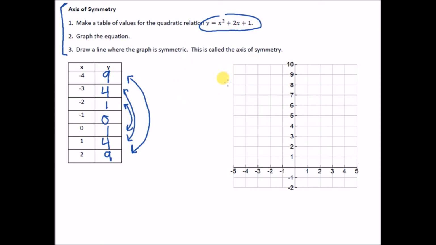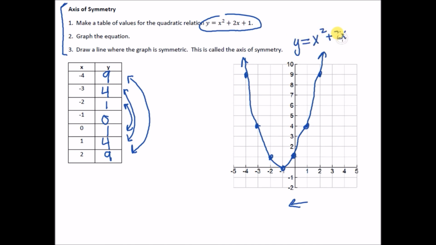But now let's actually graph it. Negative 4 comma 9, negative 3 comma 4, negative 2 comma 1, and then we go here, here, and here. So this is what our parabola is going to look like. It's the exact same thing as our base parabola, except it's moved over a little bit. We can label that y equals x squared plus 2x plus 1.